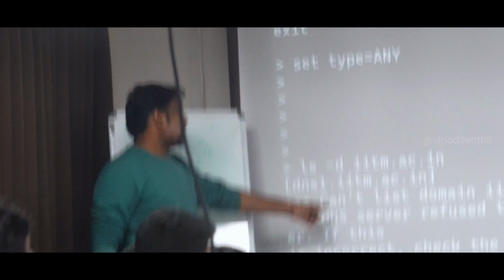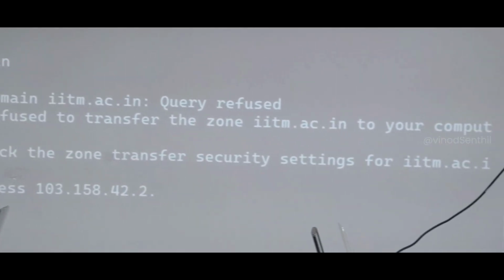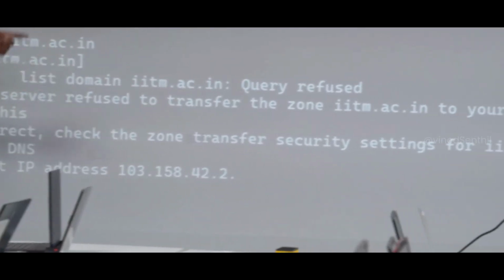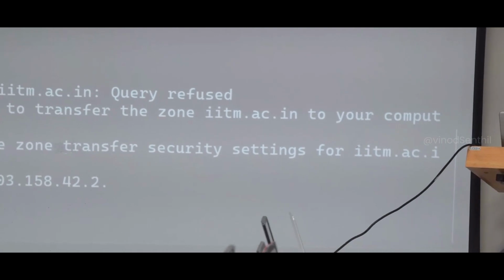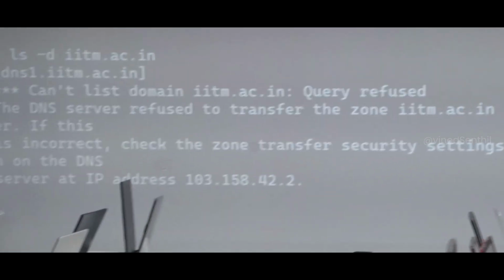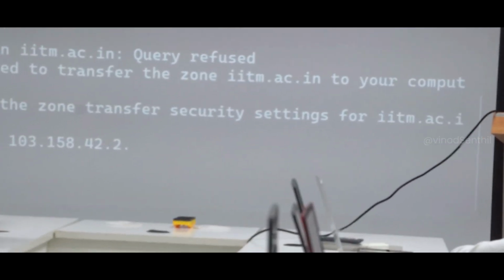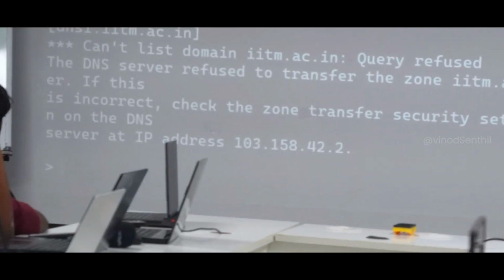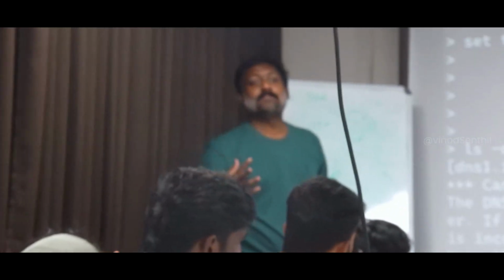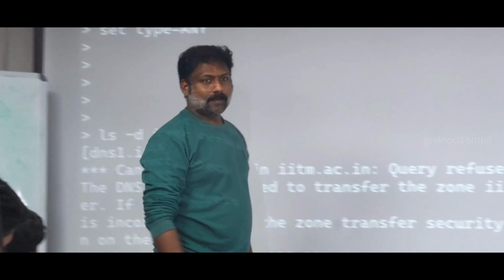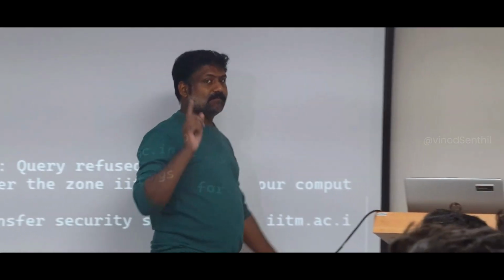It is saying can't list the domain names of iitm.ac.in. Query refused. The DNS server refused to transfer the zone of iitm.ac to your computer. If this is incorrect, check the zone transfer setting. Okay, what happened? They are not trusting our system for the zone transfer, and hence they are not sharing the zone details. Yes or no? Now, this is which IP?